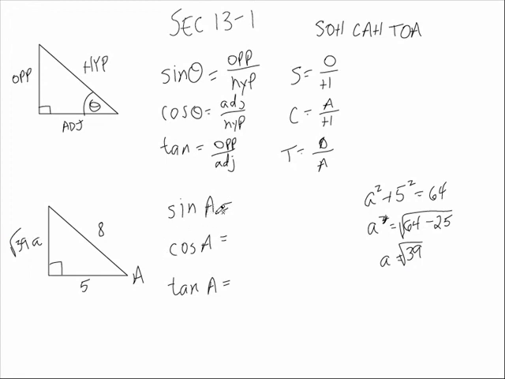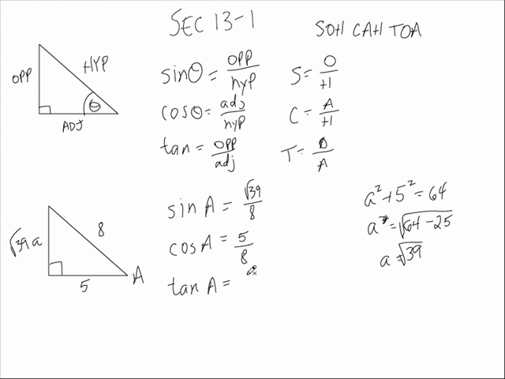So if I said what's the sine of angle A, you say it's the opposite over the what? Hypotenuse, okay? So it's the square root of 39 over 8, and that's it. That's what the sine of A is. I'm not asking you to solve for A. I'm just saying what is the sine of A. That would be your answer for the sine of A. What about the cosine of A? That would be the what over the what? Adjacent over hypotenuse. So that's 5 over 8, and that's it. That's all you got to do.